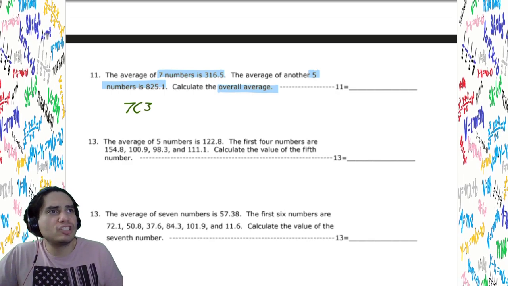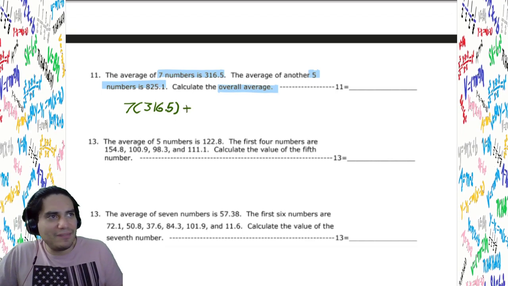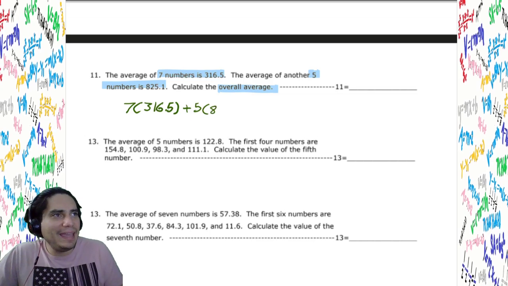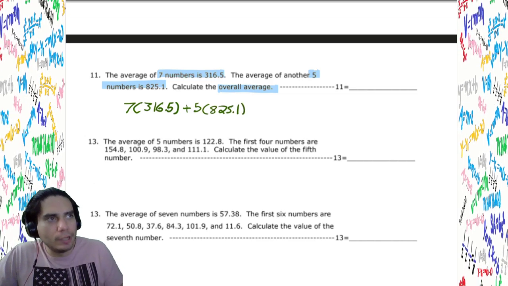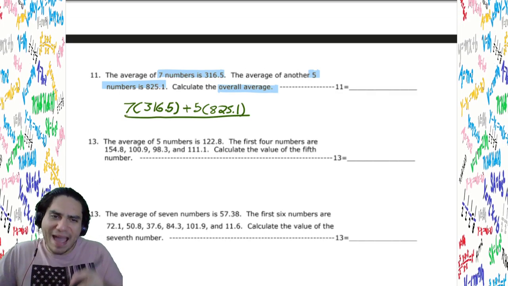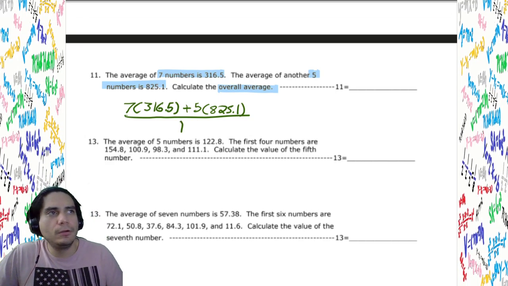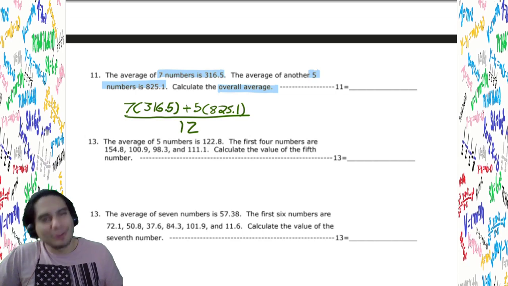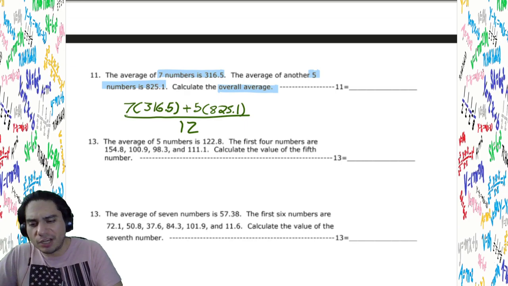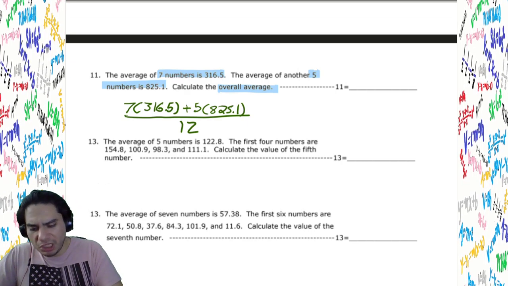We got 7 numbers times 316.5, because we got 7 numbers, that's the average. Then we got 5 numbers, that's 825.1. And now since we got 7 in the first average and 5, count them, 5 in the next average, put them together, and we end up with 12. So now we got our little equation, we ready to work. 316.5, we hit enter, 7 multiply. Then we're going to do 825.1, we hit enter.